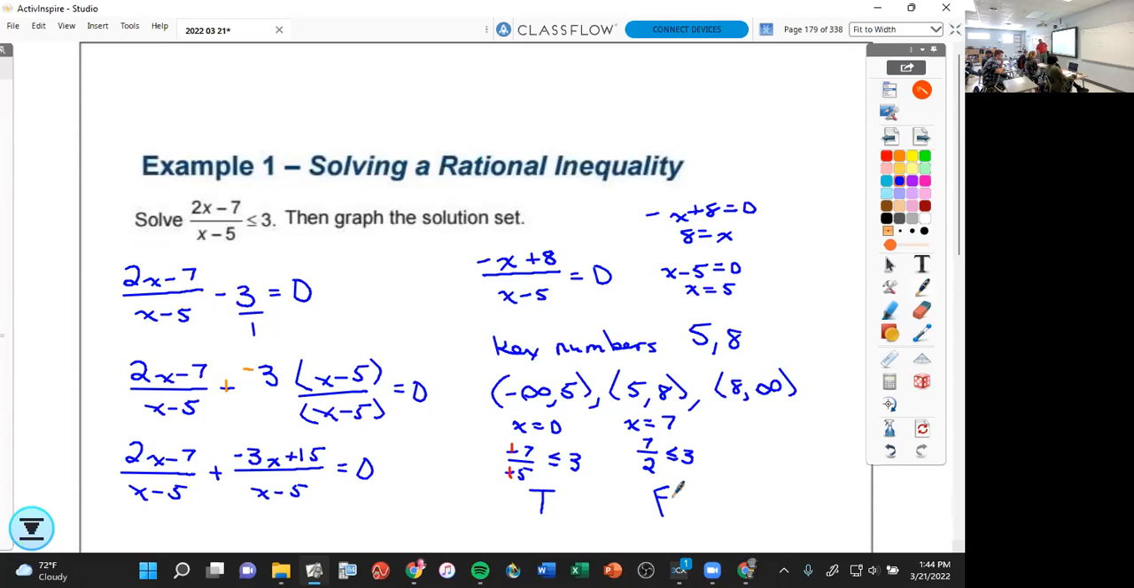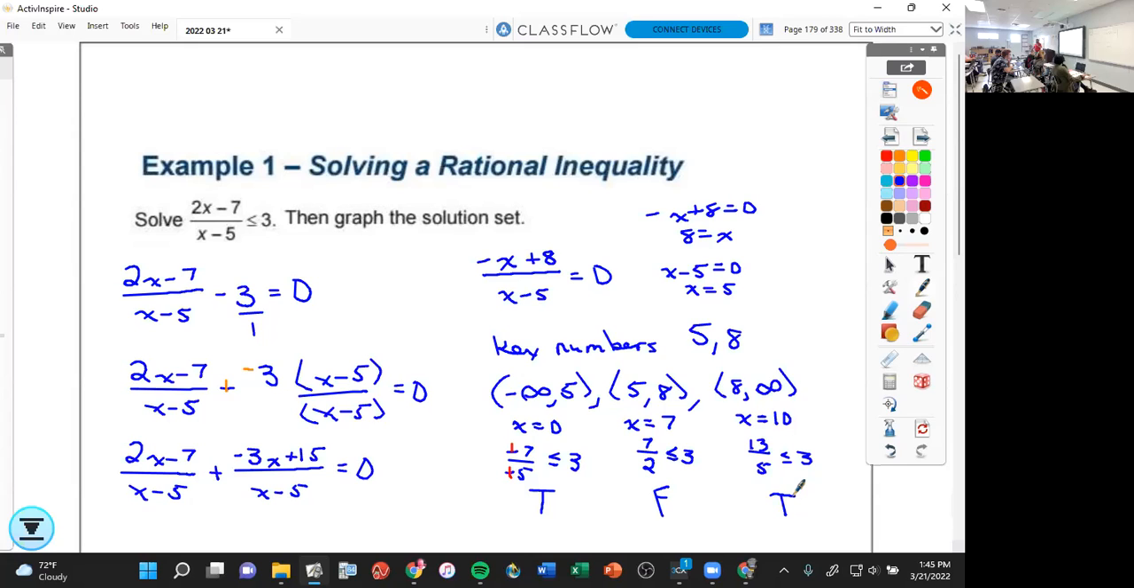I need a number between 8 and infinity. Okay, plugging in 10. We have 20 minus 7 over 5 is less than or equal to 3. True. So the regions that satisfy this are -infinity to 5 and 8 to infinity.